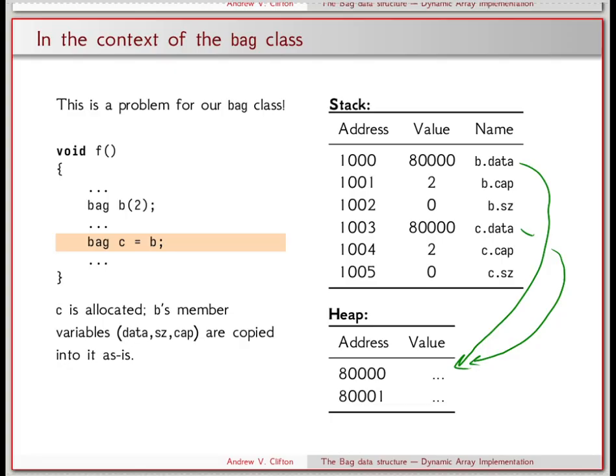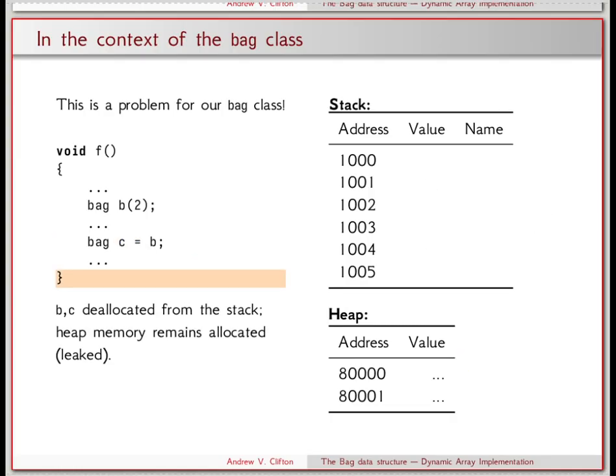That means that if I insert something into B, it will appear in C, and if I erase something out of C, that will change the stuff inside of B. They're not really proper copies. They're weirdly linked under the hood. It's not how you expect copying to work.